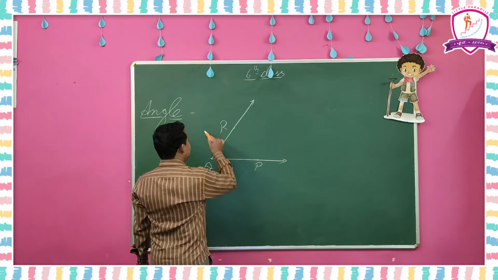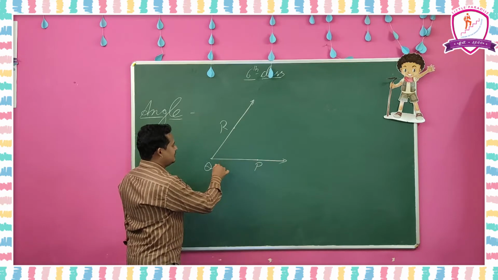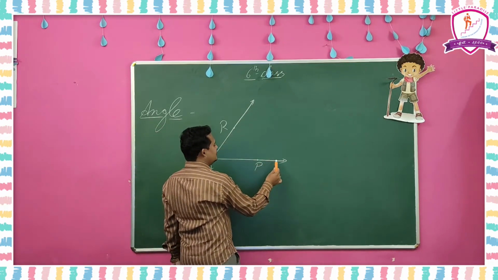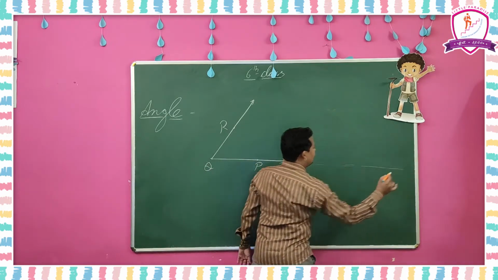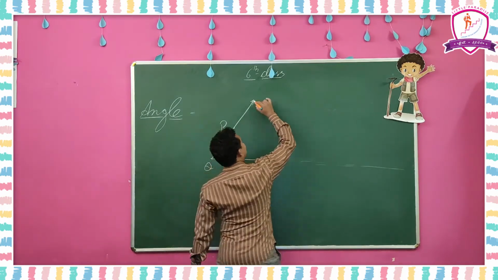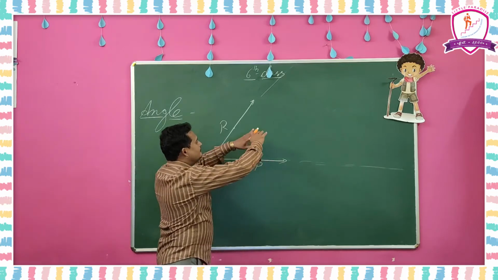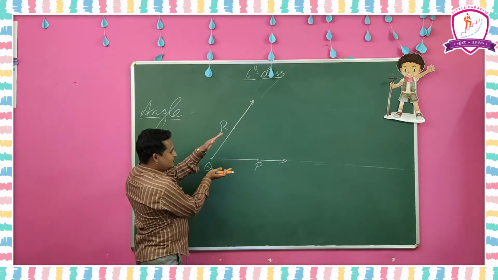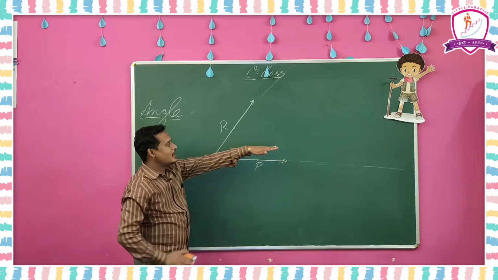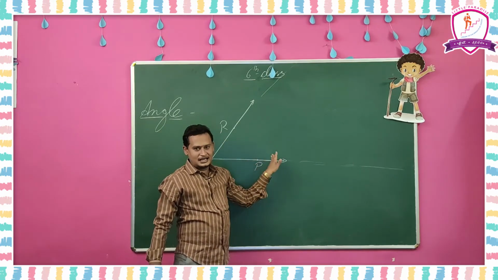Here you can observe in this plane, this is the angle. The interior of that angle: this is a ray, and it is extended like this, and the other is extended like this. The place which is inside of those two rays is called the interior region of the angle.